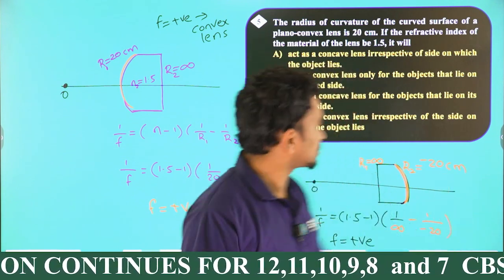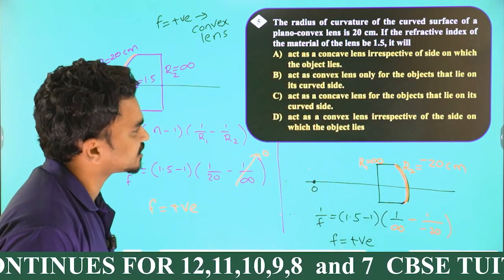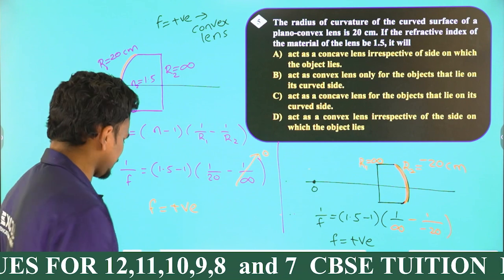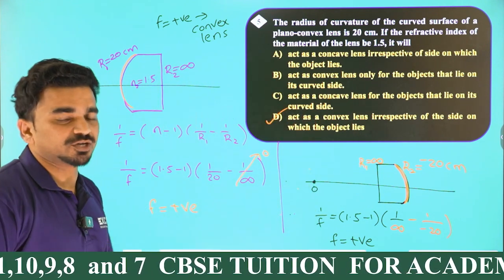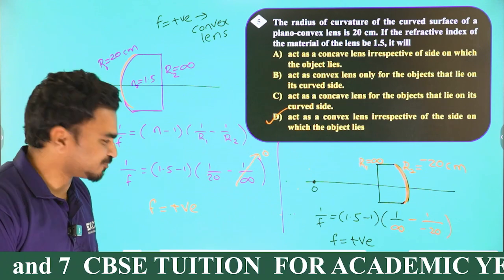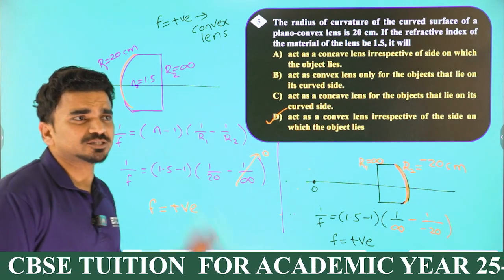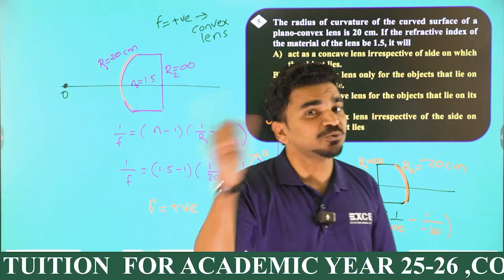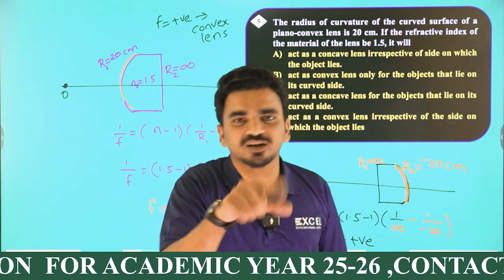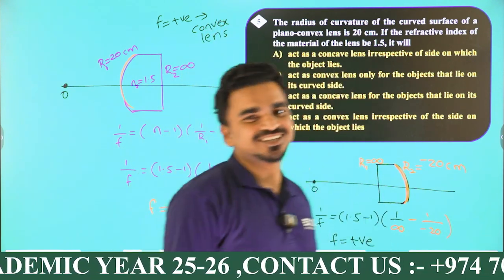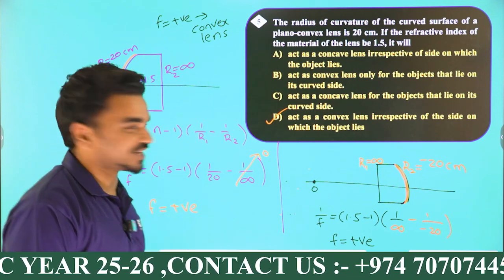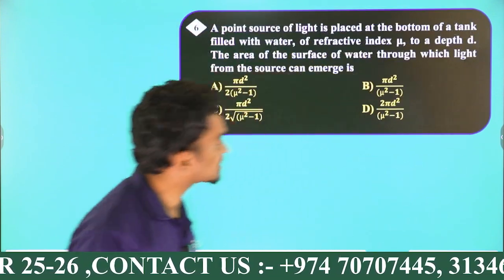You got the idea? So which option will be correct? Act as a convex lens irrespective of the side of the object. Where you kept the object does not matter. Focal length is positive in both cases. Focal length positive means convex lens. So you indirectly learned one more thing: if the focal length is negative, it is a concave lens. Keep that fact in your mind too. Got it, right? Let's go and discuss the next question.